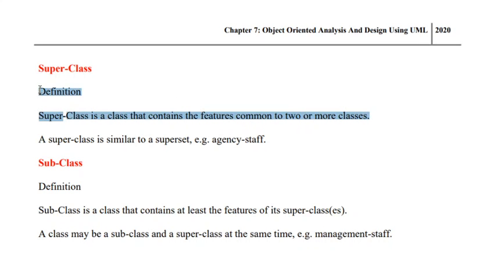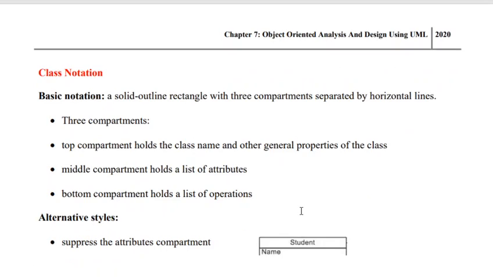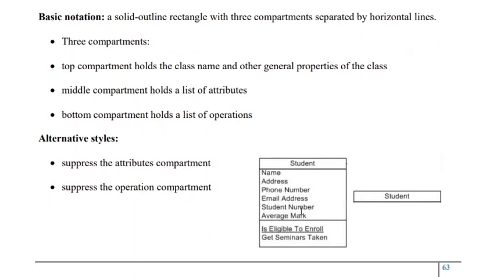So that's called a superclass, right? And a subclass is a class that contains at least the features of its superclass. So that's called subclass and superclass. Now the next thing that you need to understand is the class notation. There are various ways in which classes may be represented. A class may be represented with the help of an elaborate notation, or with the help of a suppressed notation. So there are two ways of representing a class.